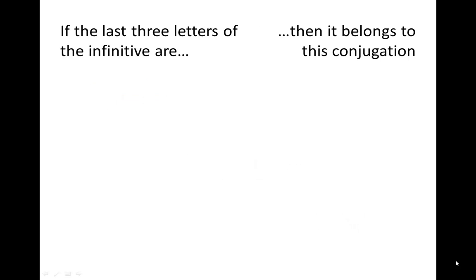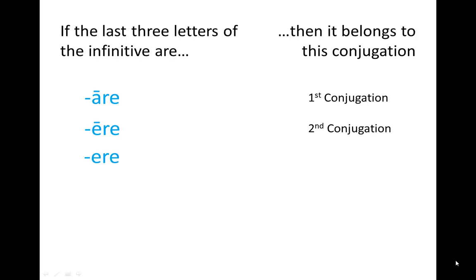Here's how you recognize which verb belongs to which conjugation. Let's follow the columns on this slide. If the last 3 letters of the infinitive are long A-R-E, then it belongs to the first conjugation. If the last 3 letters are long E-R-E, then it belongs to the second conjugation. If the last 3 letters of the infinitive are short E-R-E, then it belongs to the third conjugation.